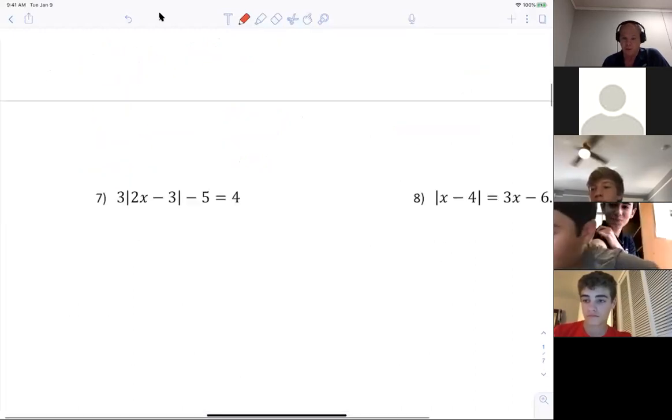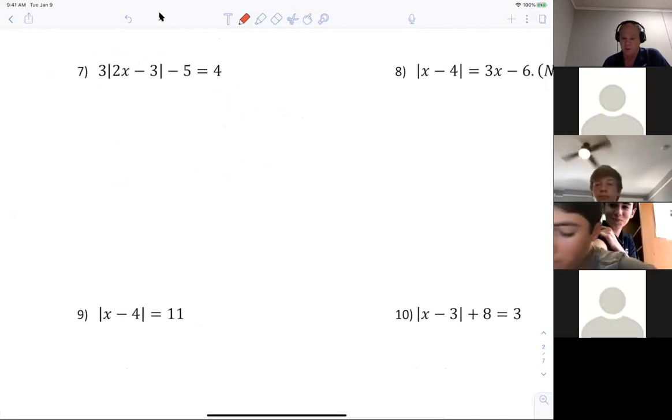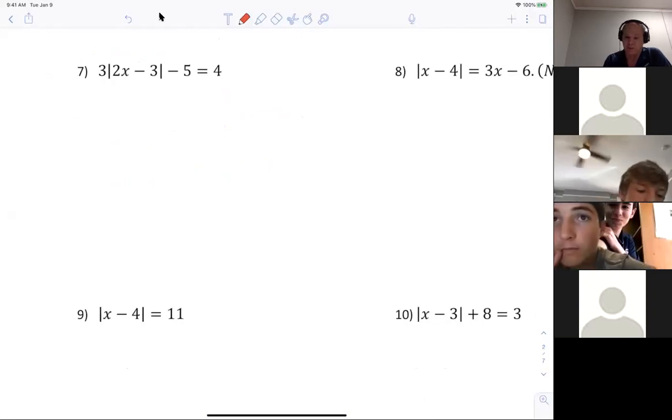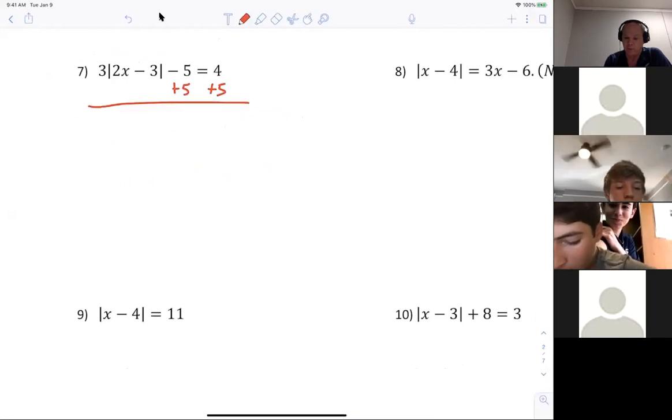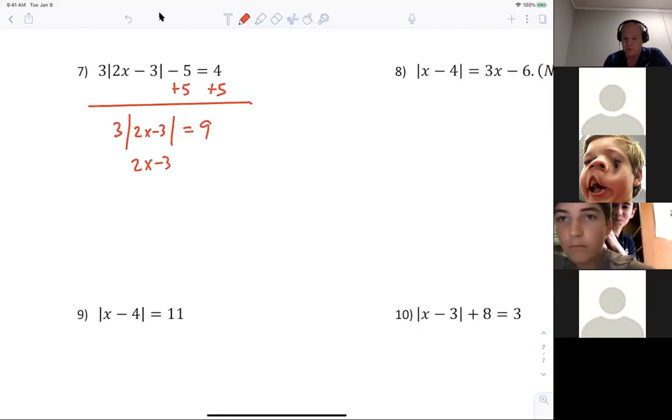So let's take a look now at number 7. This is what I was talking about. You have to isolate first by adding 5. And I'm just going to write the work out just to make sure everybody's with me. So it'd be 3 absolute value of 2x minus 3 equals 9. Then you would divide by 3. So 2x minus 3 absolute value is equal to 3.